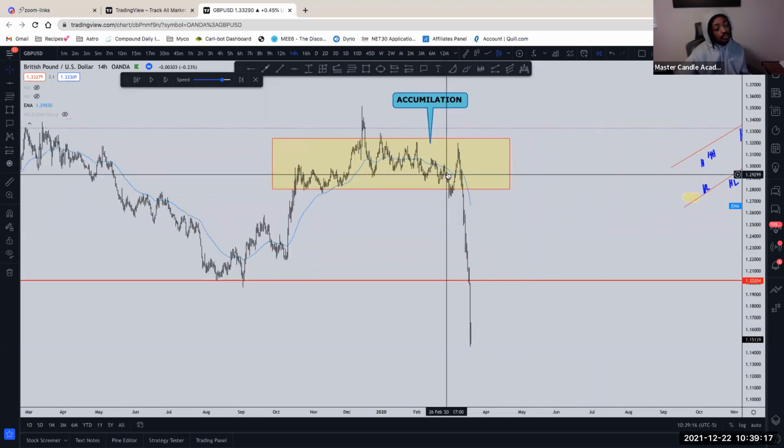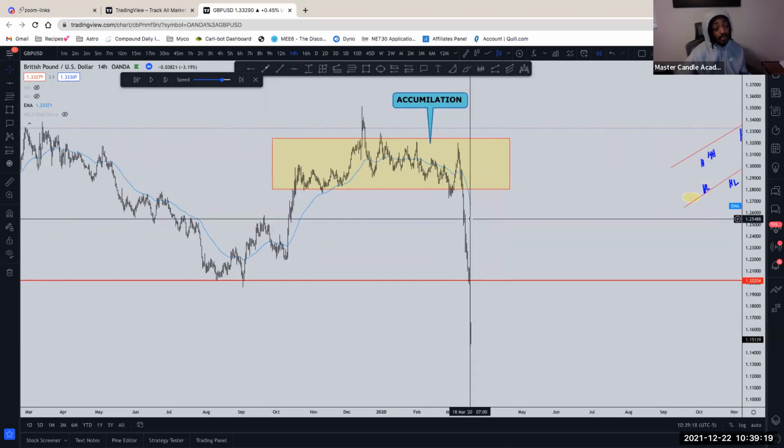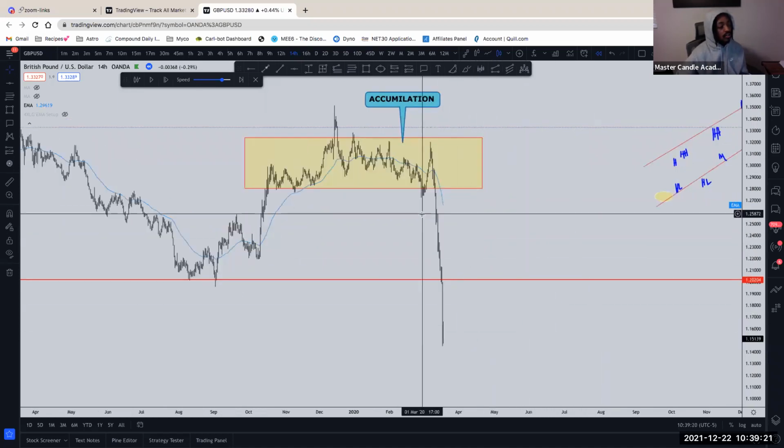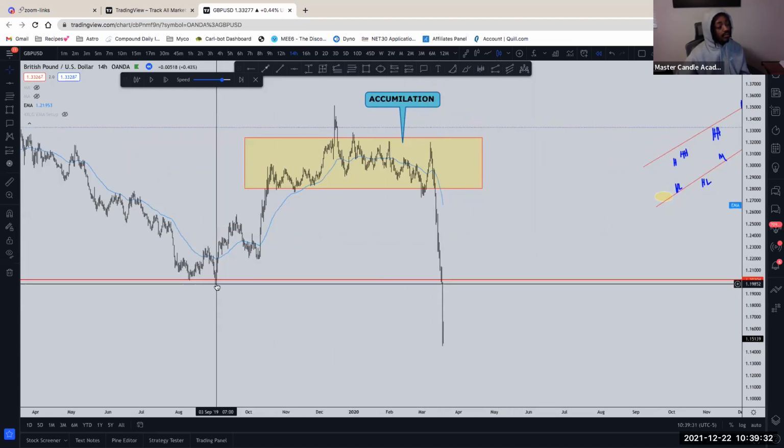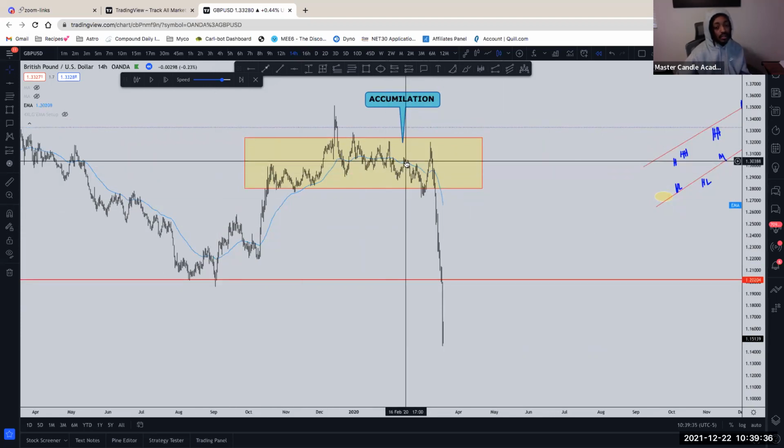All right. The turtle soup, in this case, the W, is the manipulation. Why it's called turtle soup, I don't know. That's just the name that it was given in the trading world. But all turtle soup is, is it comes lower than the previous low, or higher than the previous high.